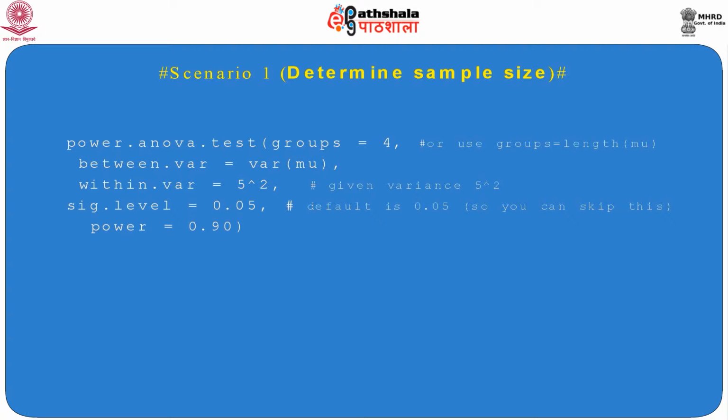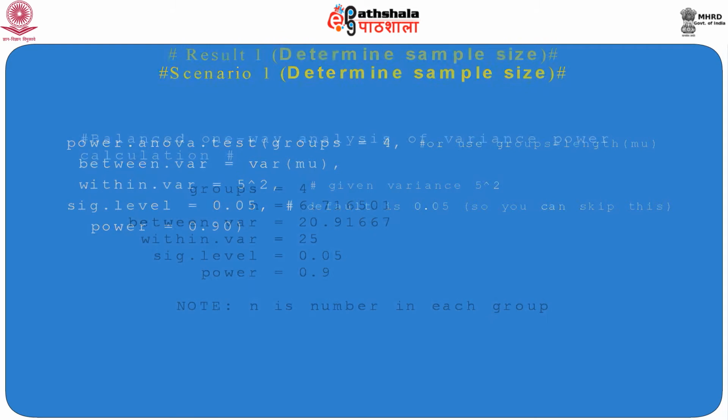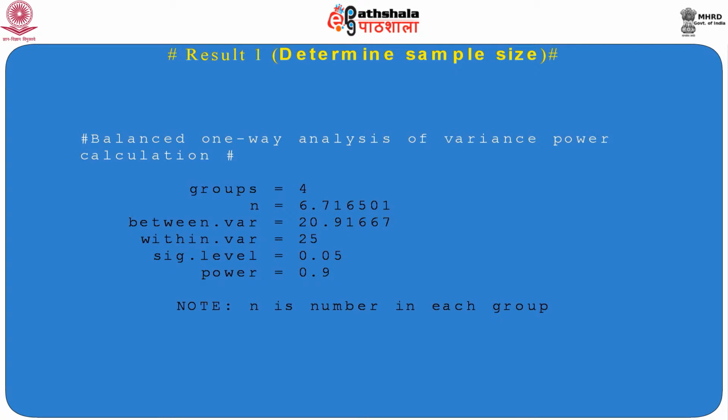The sig.level is assigned as 0.05. If we assign it, it will take significance as 0.05. Otherwise, we may assign something else also. By default, it is considered as 0.05, and power is also considered as 0.90. It can also be assigned as 0.80 or other values as power, and this gives the result where the power calculation is done, and the sample size is observed for each group as 6.71.